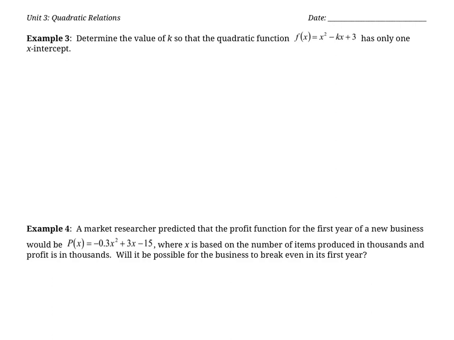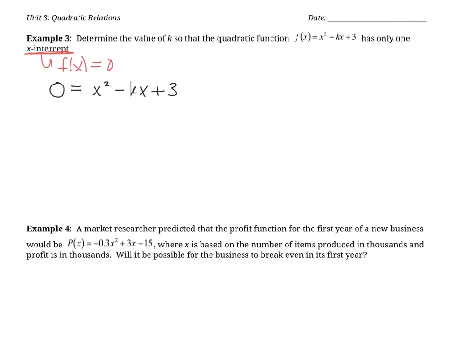So it says determine the value of k so that the quadratic function, here it is, has only one x-intercept. So we have to break this down. The key is that we were told we're looking for an x-intercept and it has only one. So an x-intercept implies that we have to sub in f(x) equal to 0, because we know if we're trying to solve for the x-intercept, y is equal to 0. So let's start with that first. We're going to sub in f(x) equals 0. So we have 0 is going to equal x squared minus kx plus 3.